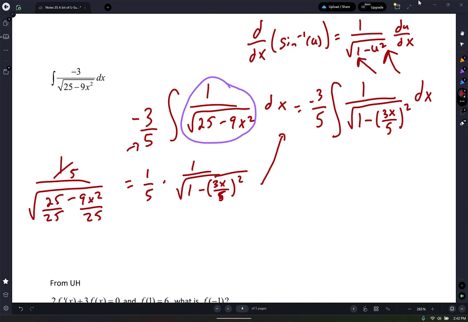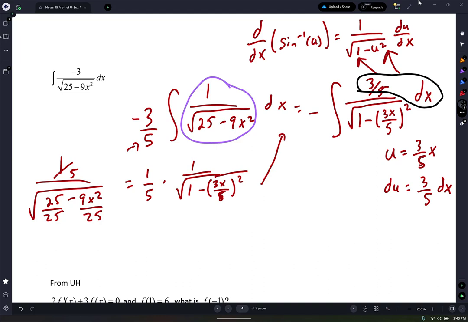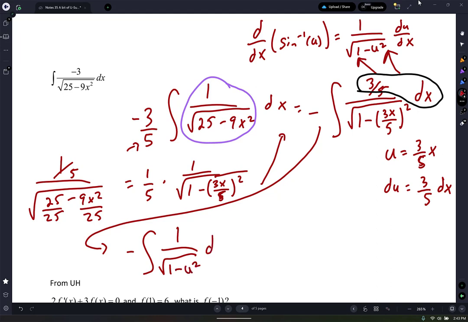I'm going to do a u sub. U equals 3/5 x. So du equals 3/5 dx. Notice that you have a 3/5 here on the outside. I can bring it in. Leave the negative on the outside, so that way I don't have to add anything. So this right here, guys, is your du. Do you guys see that? So now I'm going to bring it over here. Negative integral 1 over square root of 1 minus u squared du.